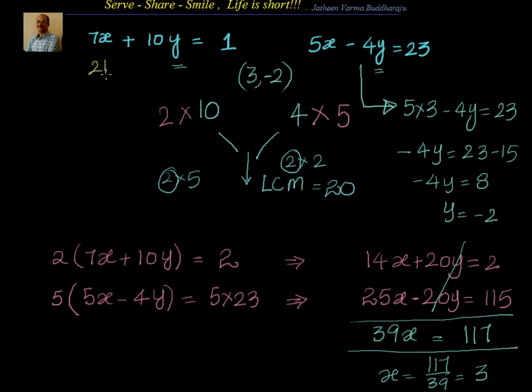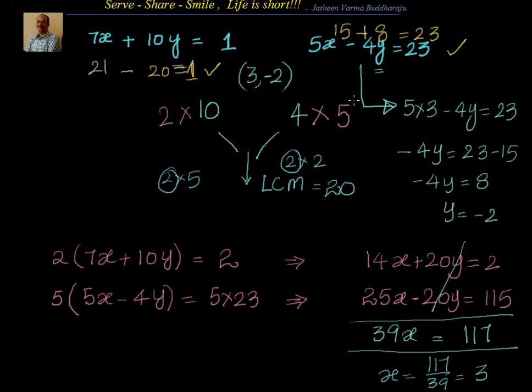7 into 3 is 21, minus 2 into 10 is 20, which is equal to 1. So that's correct. 5 into x is 15, minus 4 into y. y is minus 2. Minus into minus is plus. 15 plus 8 is 23. So that's a simple example.